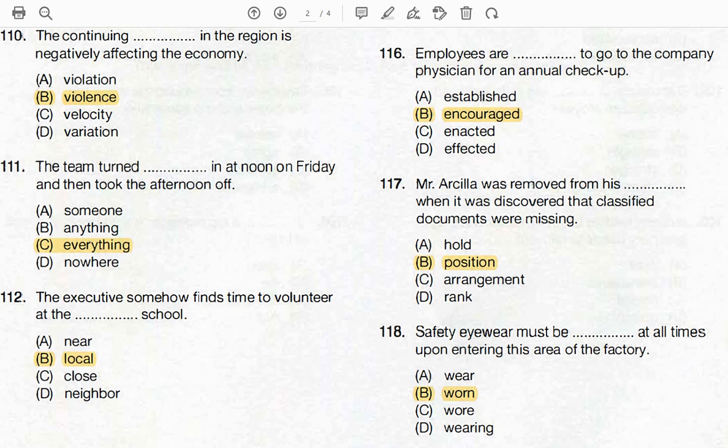And next, safety eyewear must be worn at all times upon entering this area of the factory. So here it is, worn, the past participle is needed to complete this sentence. A and C, wear and wore, are verbs. The wearing is the present participle.